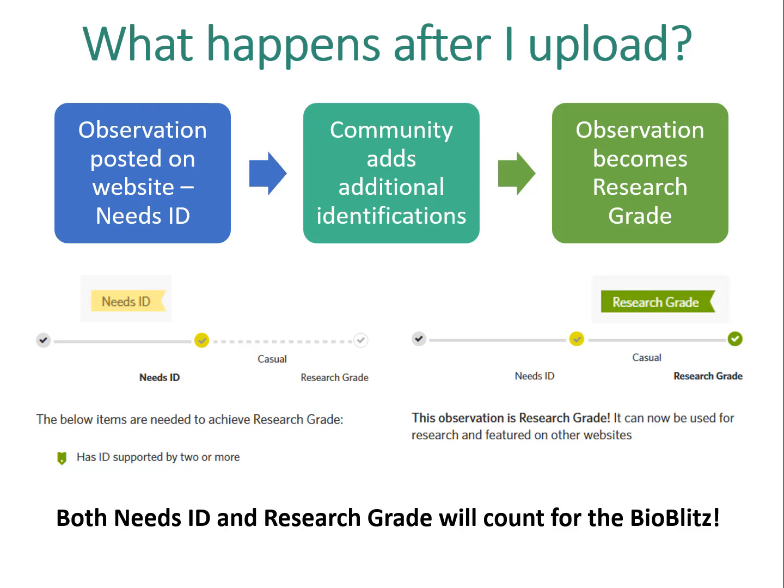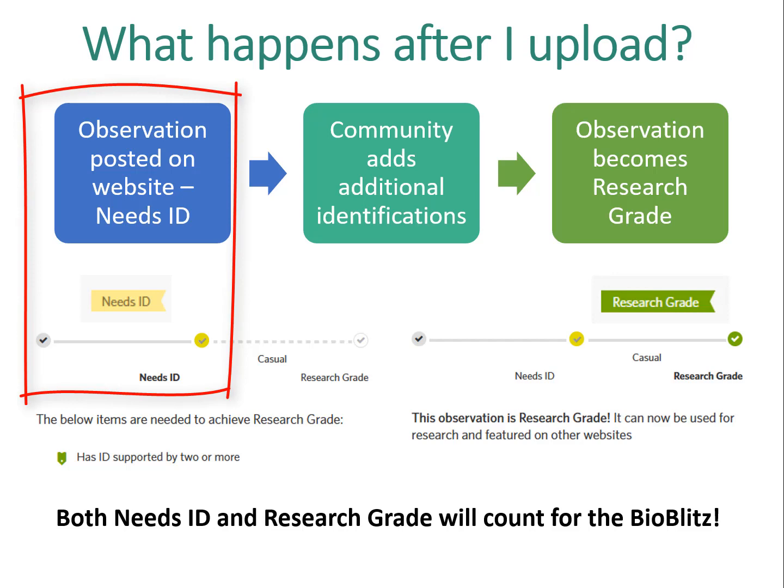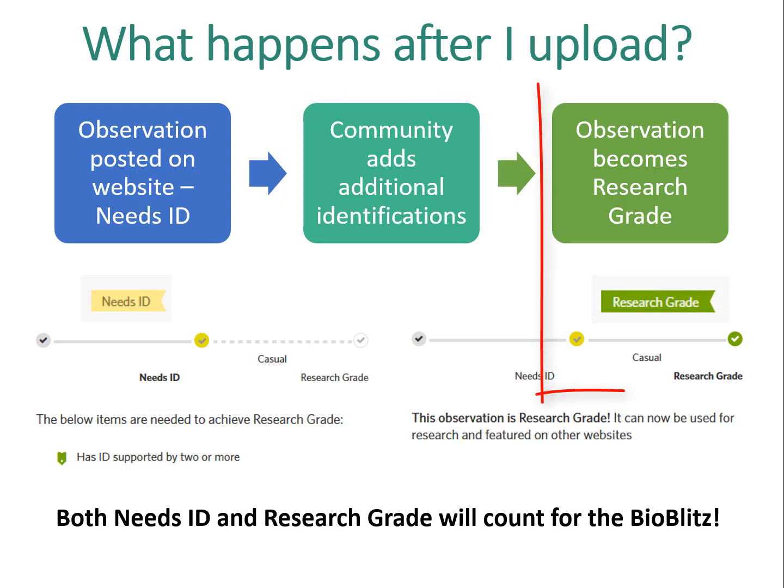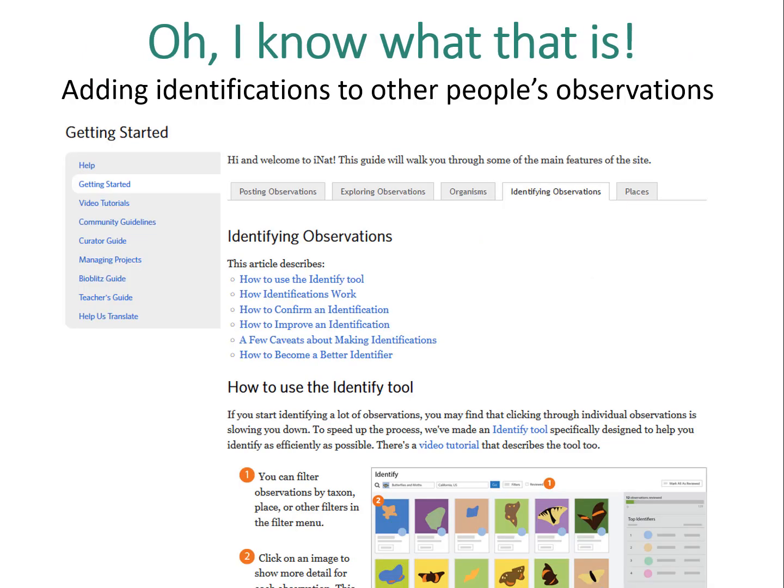The second step is adding identifications to the organisms in these observations. Now, when you first upload an observation, it starts out in the Needs ID category. And as the community adds additional identifications, these observations then might become research grade. The good news here is that for the BioBlitz, both the Needs ID and research grade categories will count for our project. So you do not depend on other people adding identifications to make your observations research grade before they can count. However, adding identifications, if you know what something is, of course, is another big fun part of iNaturalist.